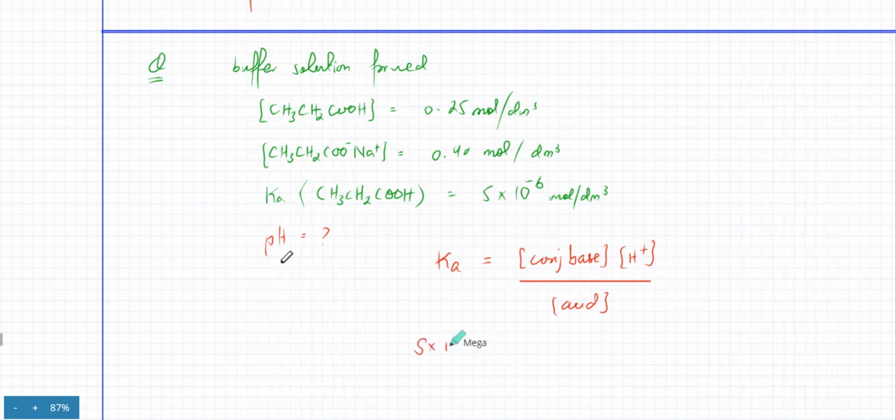Can you take out your calculator and start doing the calculations? Yes. The conjugate base concentration is 0.40 mole per decimeter cube. The acid concentration is given as 0.25, and H plus concentration, so find H plus. You find H plus and then take the negative log, you're going to get the pH.